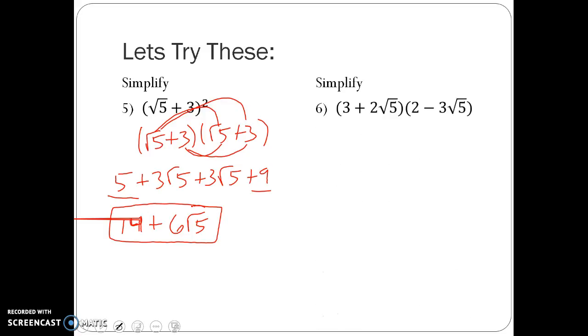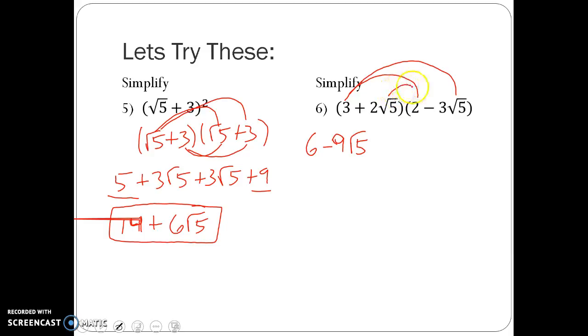All right, let's take a look at one more. Here we have numbers on the inside and the outside of radicals. We're multiplying binomials together. There's a lot going on here. But the pattern that we're going to follow is that we're going to FOIL. 3 times 2 is 6. Then I'm going to take 3 times negative 3 radical 5. Well, 3 times negative 3 is negative 9. And I can't do anything with a radical 5. So that's just going to stay radical 5.